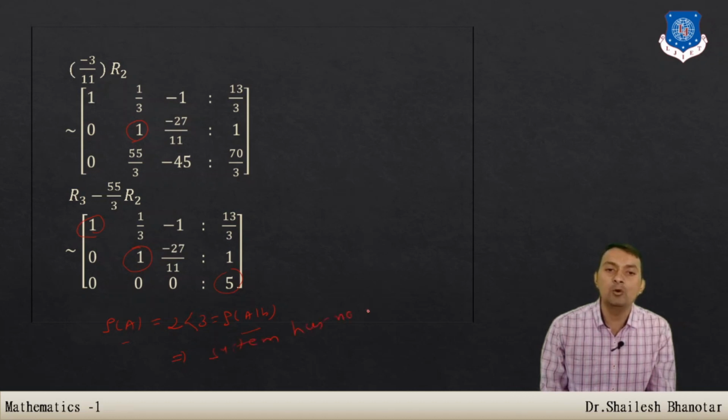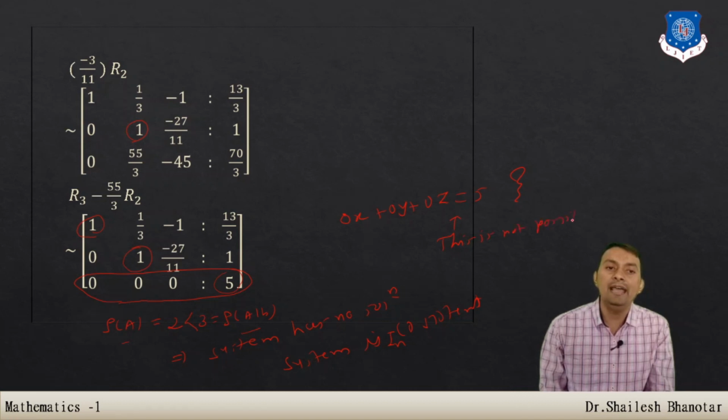The system has no solution, and therefore we can say the system is inconsistent, because from the last row you are not able to represent that equation. If I say 0x plus 0y plus 0z is equal to 5, is it possible? This is not possible, and hence we can say that the system is inconsistent.